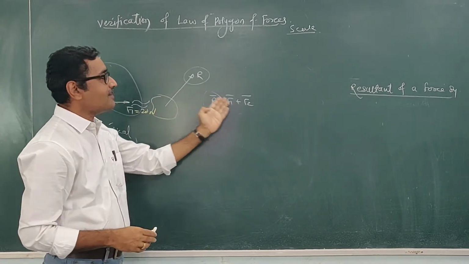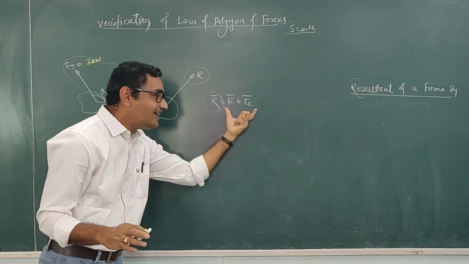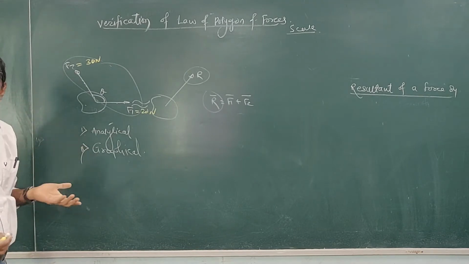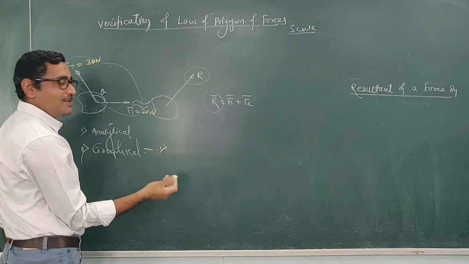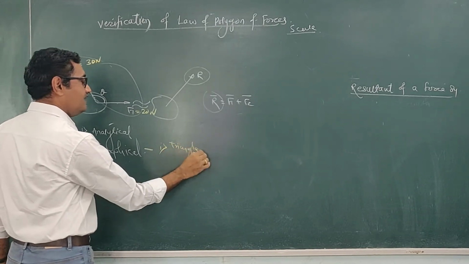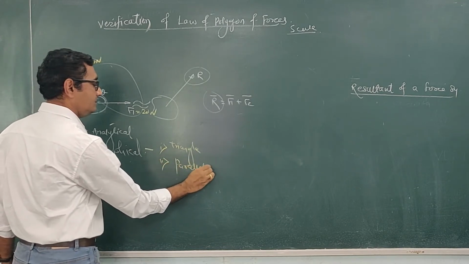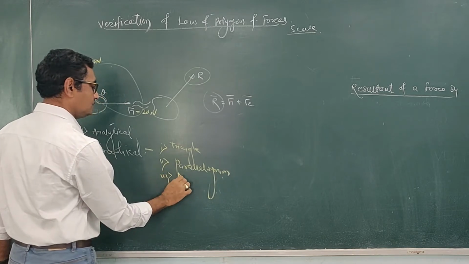So to find the resultant, we have to take the vector summation of the forces. And how can we take the vector summation? Again, there are two methods. One is the analytical method and another one is the graphical method. In the graphical method, we use the triangle law, the second one is the parallelogram law, and the third one is the polygon law.